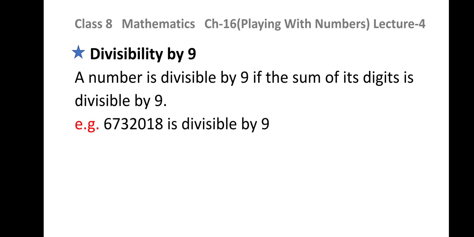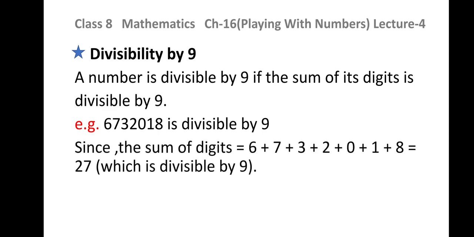For example, this is the number we need to check, whether this number is divisible by 9. How can we say this? Let us find out. Since the sum of the digits, that is 6 plus 7 plus 3 plus 2 plus 0 plus 1 plus 8 is equal to 27, which is divisible by 9. So we can say that the given number is divisible by 9. This is proved by the divisibility test that this number is divisible by 9.